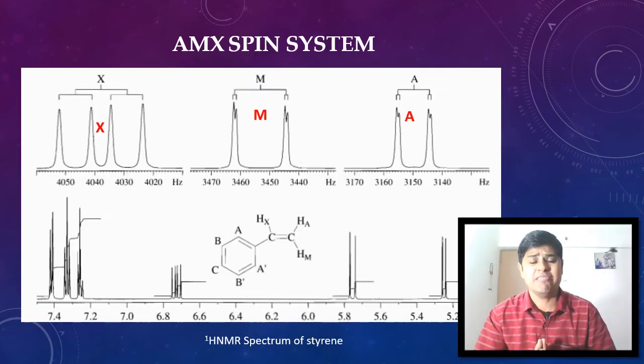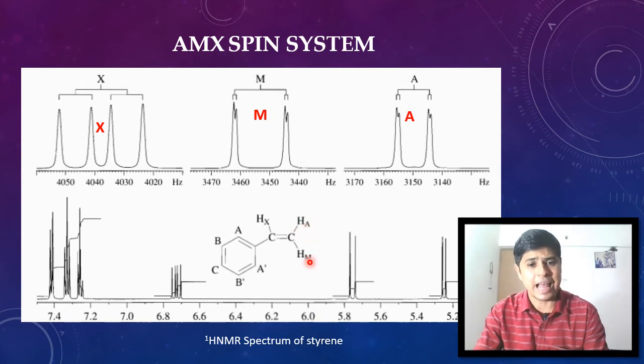In this slide we will see another example of an AMX spin system. The example is styrene. These three nuclei A, M and X are strongly coupled with each other. They are coupling partners of each other. So A will couple with M, and A will also couple with X.